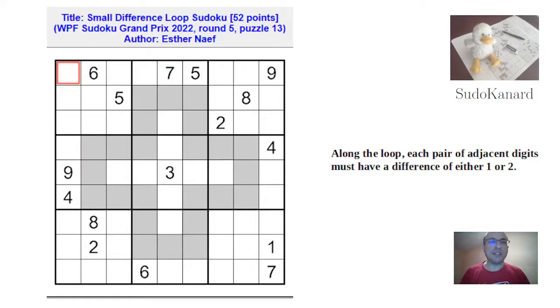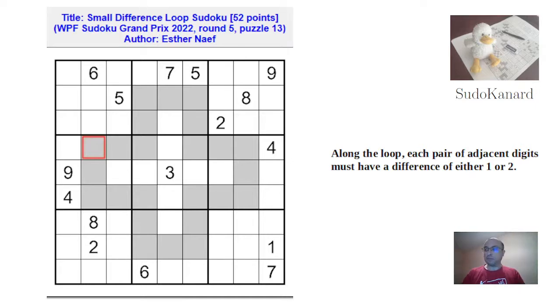Let's have a look at this puzzle by Swiss author Esther Naef. It's called Small Difference Loop Sudoku. It was featured in round 5 of the Sudoku Grand Prix of 2022 and I couldn't solve this puzzle during the contest. Actually, I put some pencil marks into this area and then I found absolutely nothing. So I gave it another try after the contest and I just broke the puzzle. I haven't solved it properly until then, so it will be something close to a live solve and I hope it will go well.